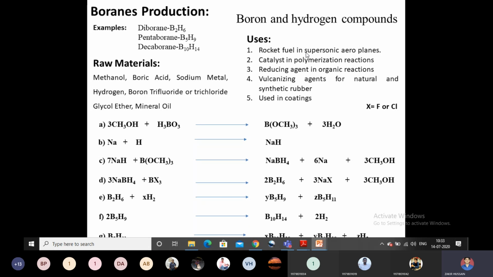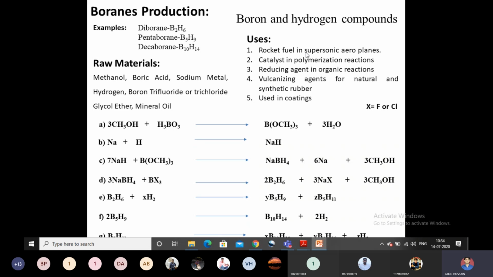The next one, it is used in many forms of coating materials. Then what are the raw materials required in order to produce these boranes? The raw materials are methanol, boric acid, sodium metal, hydrogen, boron trifluoride or trichloride, depending on whichever raw material we choose, and then glycol ether and mineral oil.